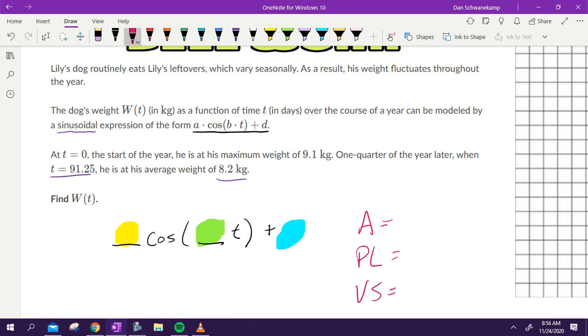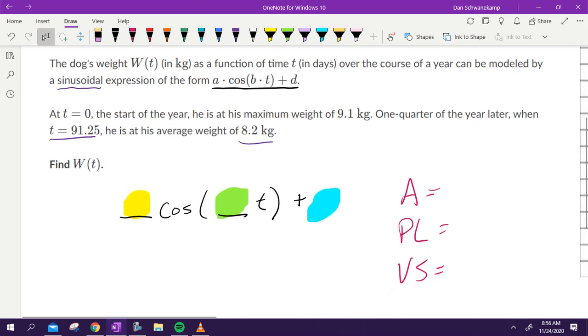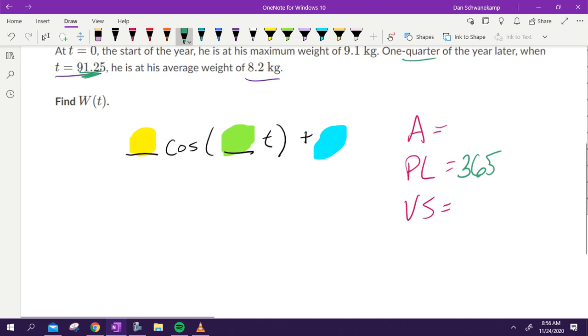Thoughts? What is one of those things that we can get based off of that description? What do you got? I agree with that. The period length is 365 days. We can tell that because 1/4 of the year is 91.25. Yeah, you multiply that by 4, it's going to get you to what you want. But the period length is 1 year.